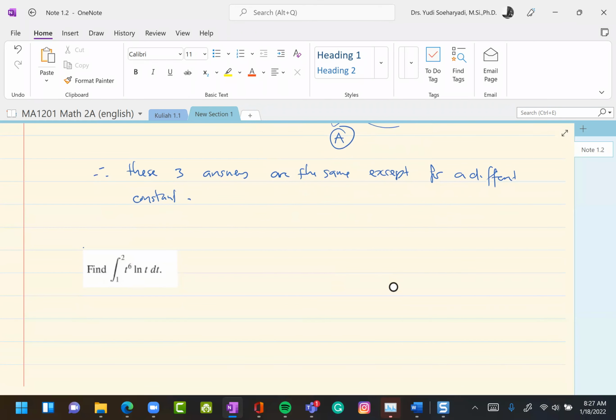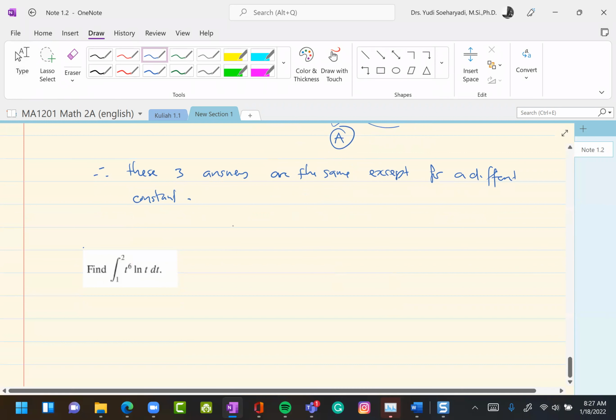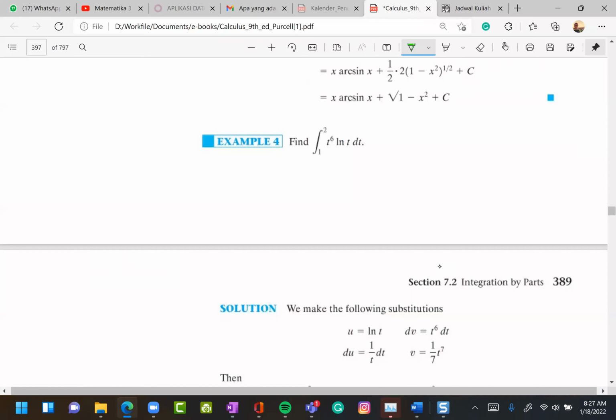Let me notice here the choice with u as ln of x, plus, and the v is t to the 6. This is in the textbook. Page, whatever, let me check. Example 4, page 388.